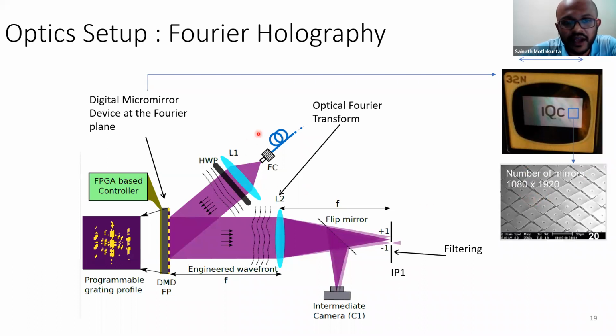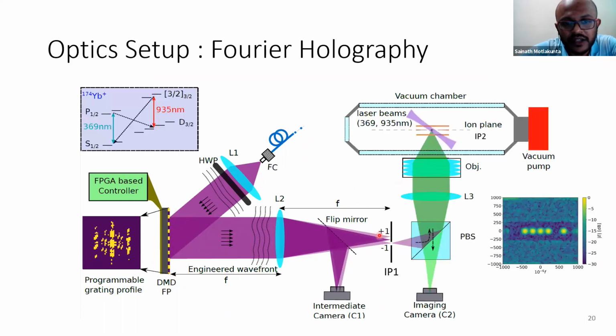In our setup, the light coming from this optical fiber FC is expanded using the lens L1 and then modulated by the amplitude hologram that is written onto the DMD. The lens L2 collects the light from the DMD and focuses it onto the image plane IP1. This lens effectively performs a Fourier transform of the hologram on the DMD. The light from IP1 is then relayed onto the ions using the lens L3 and the objective, which additionally adds a magnification.